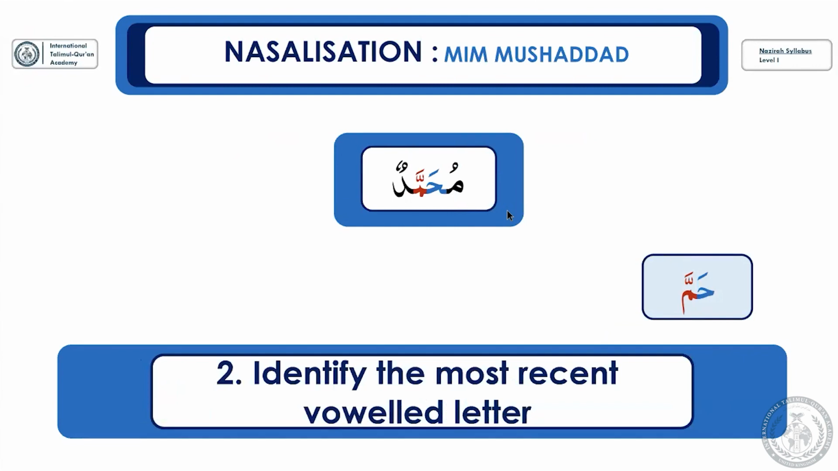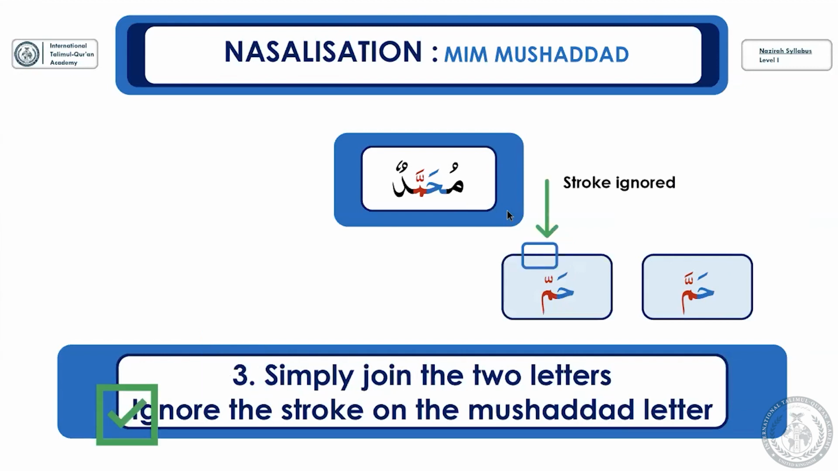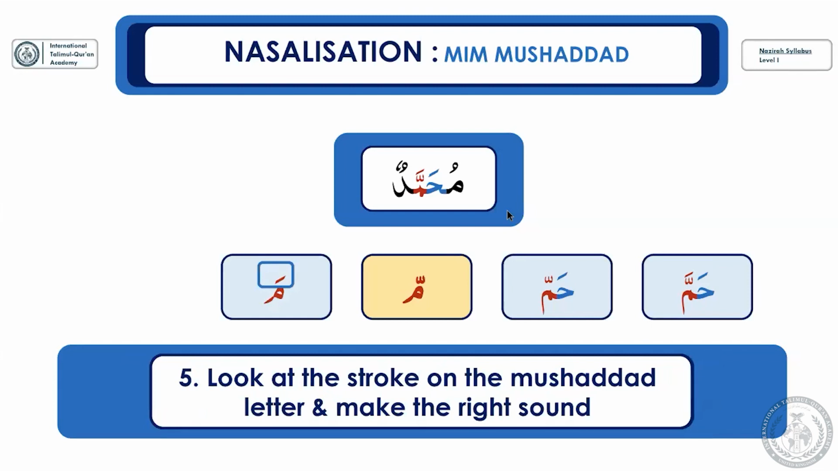We have to then identify the most recent voweled letter. It is the Ha. Now let's join those two letters together, ignoring the stroke on the mushaddad letter. So it will be Ham. We have ignored that fatha on top of the meem for now. Then what we have to do is check: is that mushaddad letter a meem or a noon? If the answer is yes, then a Ghunnah sound will be made for no less than 2 seconds. So for example, over here, the mushaddad letter is a meem, so that means we have to make a Ghunnah sound. Then we have to look at the stroke on the mushaddad letter and make the right sound. So meem with a fatha, ma.